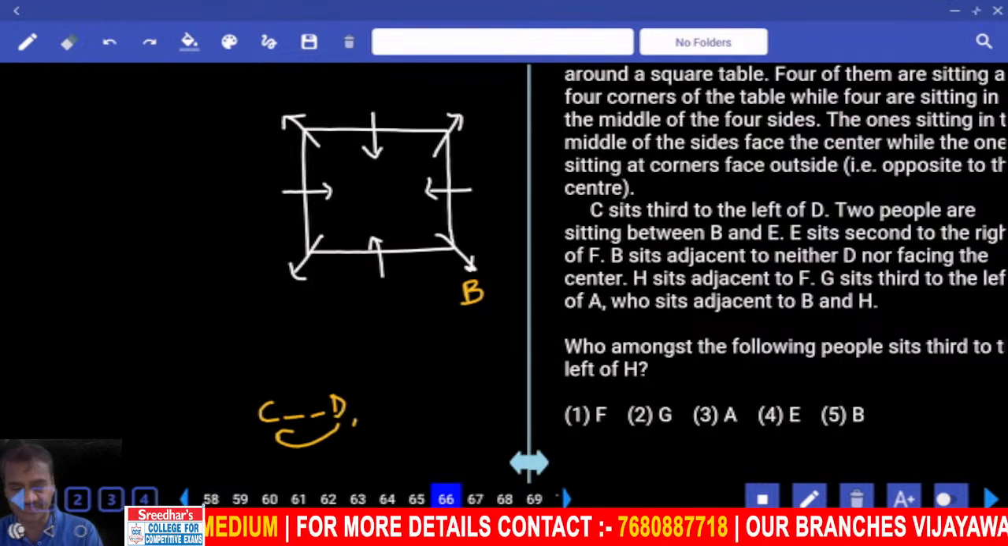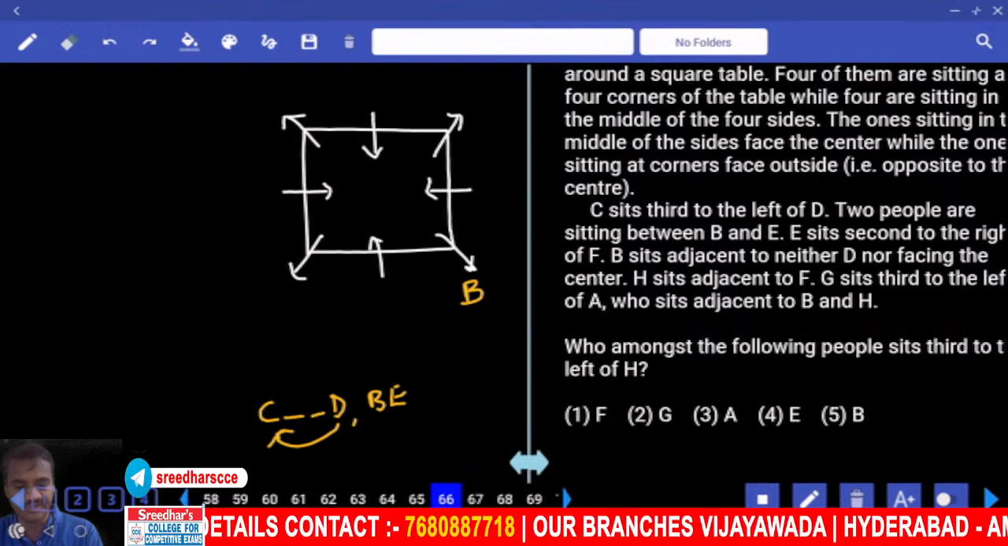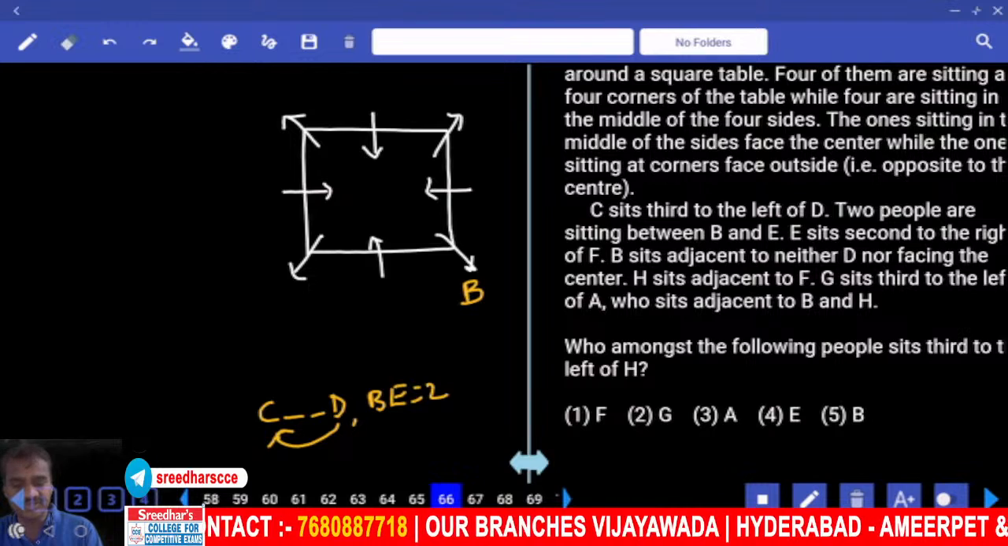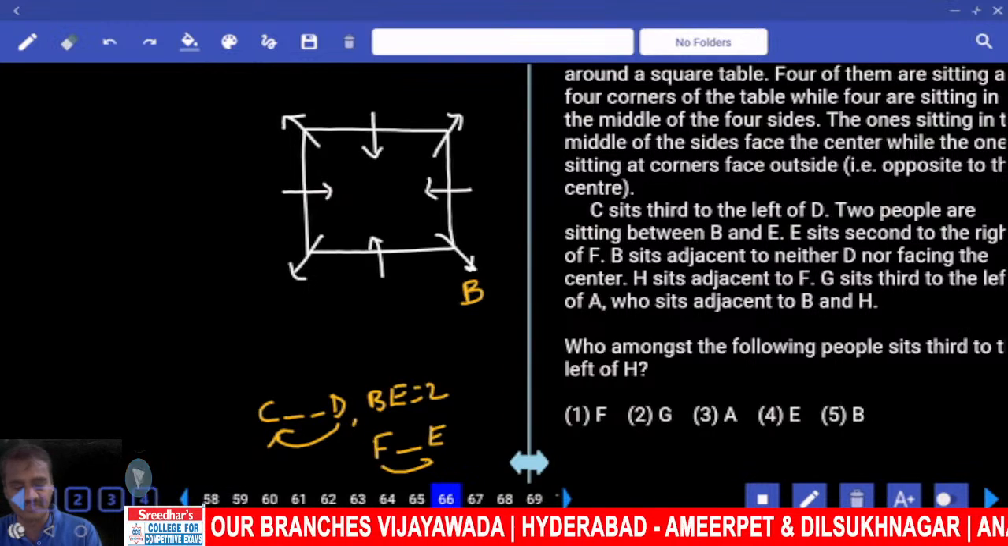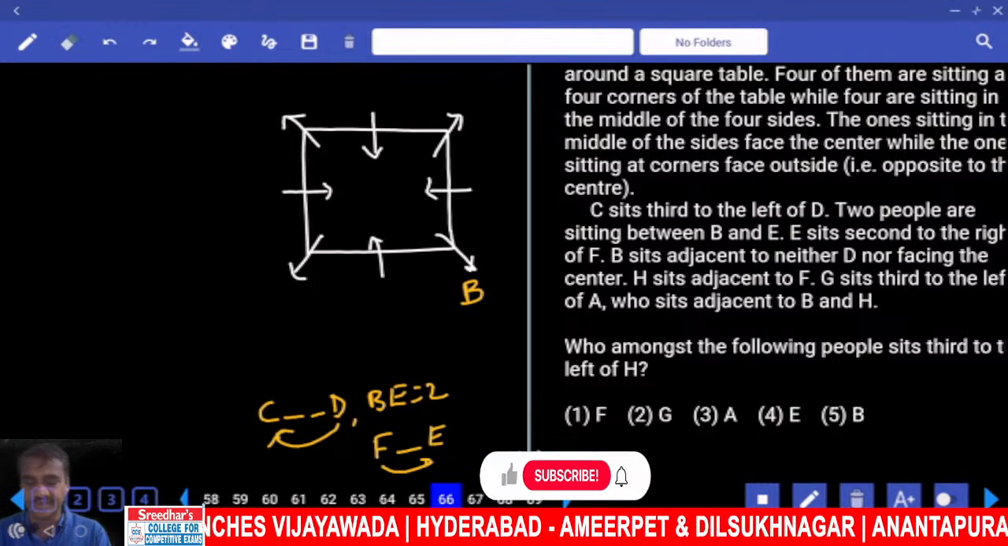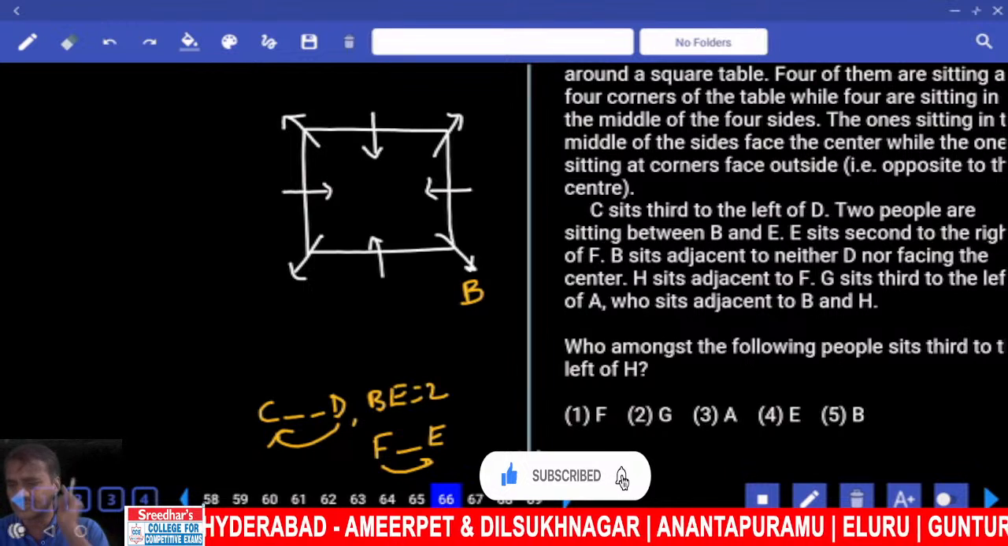C is to the left of D. And there are 2 people between B and E, exactly 2 people. And E sits second to the right of F. As B is here, there are 2 people between B and E. Then where can we have this E?